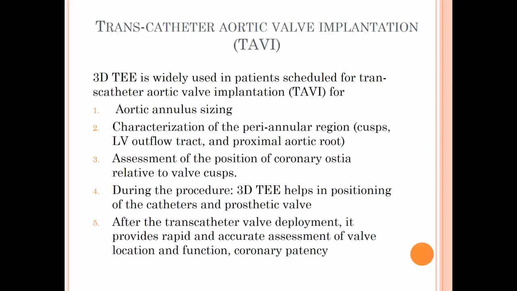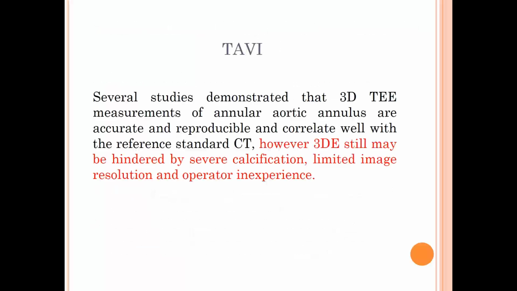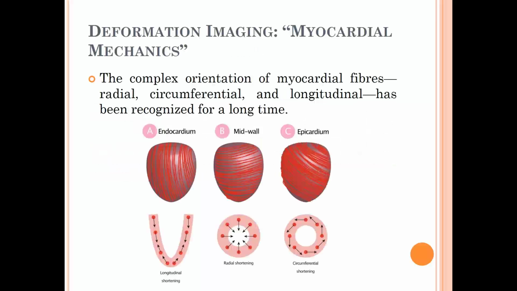After the transcatheter valve deployment, it provides a rapid and accurate assessment of the location, function, and coronary paths. Several studies demonstrated that the 3-dimensional transesophageal measurements of the aortic annulus are accurate and reproducible and correlate well with the reference standard CT. However, still, we have to admit that the first choice is the CT, and calcification may hinder the visualization. So, still, we have to say that the priority is for the CT in this.